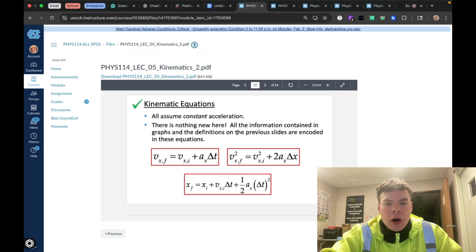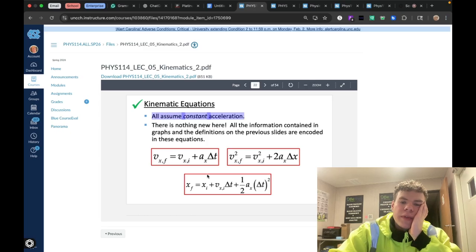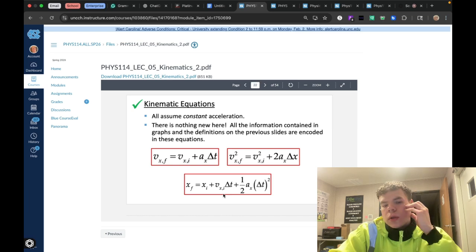Kinematic equations all assume constant acceleration. There's nothing new here. These are just problems to help you solve kinematic equations. So this is assuming constant acceleration, so if the acceleration is changing, these formulas don't apply. But say for example, if I asked you, you throw a ball up in the air at an initial velocity of some number of meters per second, you can use this formula and put 9.8 in as the acceleration to find out when it hits the ground or whatever.